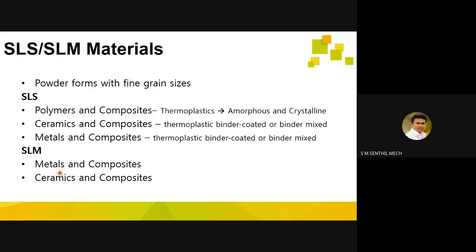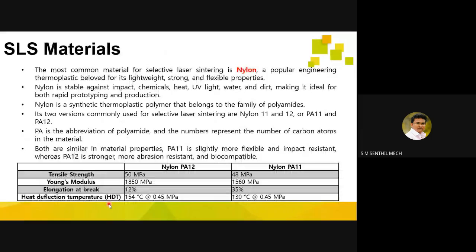In metals you'll be finding things such as a variety of steels, copper, sometimes bronze, and aluminums are also used. Whereas in ceramics and composites, other ceramic composites are also employed, which we'll be discussing in our later classes. Okay, so now let us see about the SLS materials. I already told you SLS will be using only the polymers and their composites.